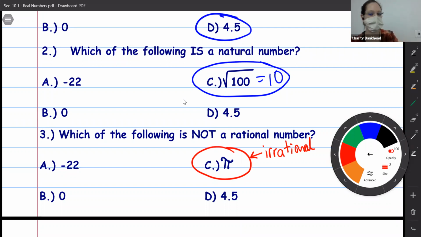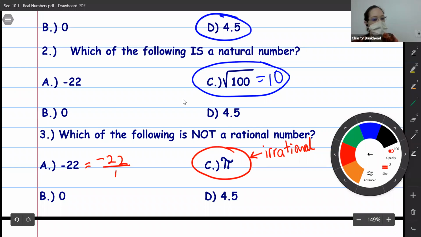Okay, now all the rest of these options are rational numbers. Negative 22, that's an integer. So just think if it can be written as an integer over an integer. Any integer is automatically a rational number because it could be written as negative 22 over 1. 0 could be written as 0 over 1.